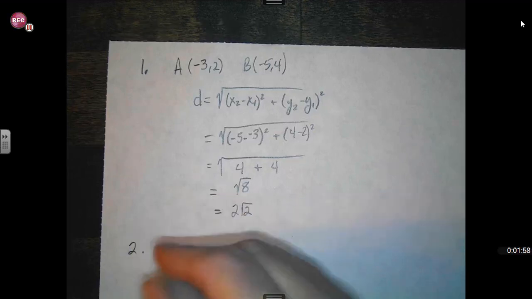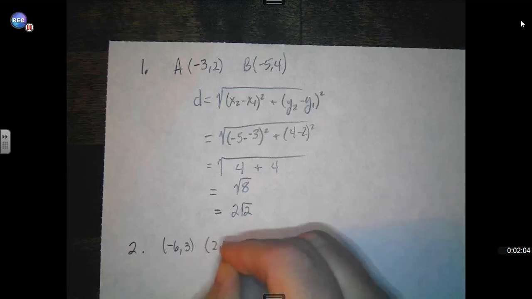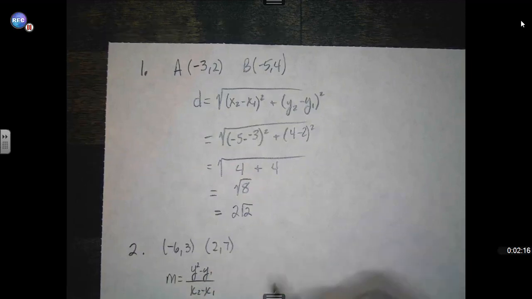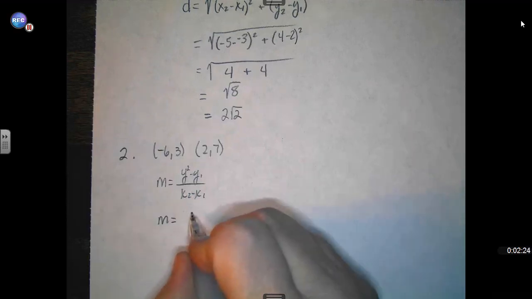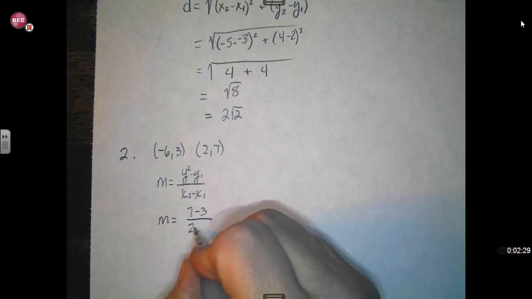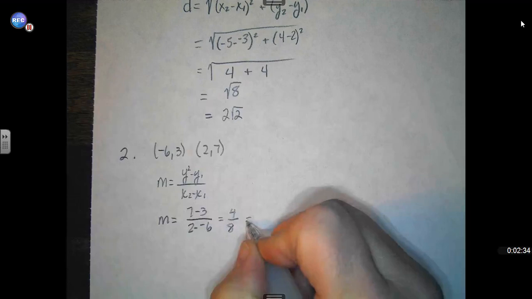Number 2, we're given the points -6, 3, and the point 2, 7. And we are supposed to find the slope. The formula, if you want me to write that, is the y minus the other y over x minus the other x. That's what those subscripts allow me to do. So I get 7 minus 3 over 2 minus -6. So that's going to be 4 over 8, which is 1/2.